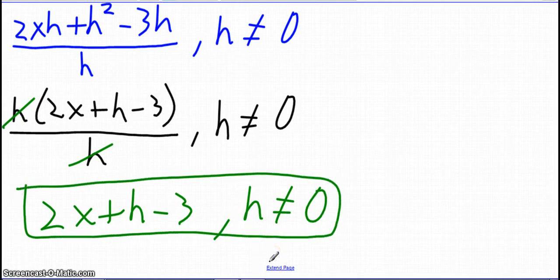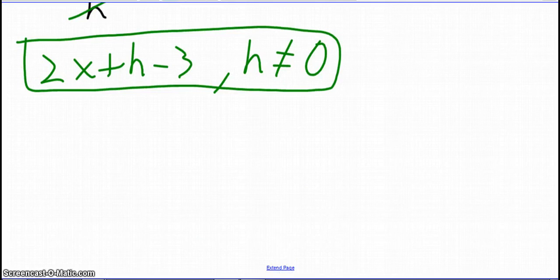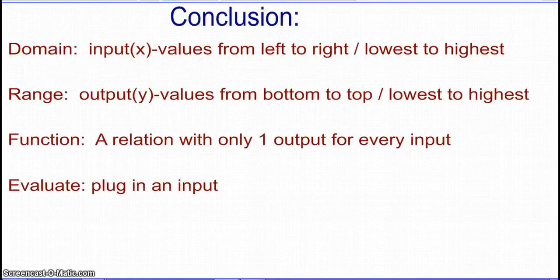Again, this will mean more to us once we start doing calculus. However, for now, it's a practice of how to evaluate the difference quotient. Okay, so just to conclude, domain, the input or x values, from left to right, we read them. Range is the output or y values, we read those from bottom to top. A function is a relation with only one output for every input. And when we say evaluate, we mean plug in an input into the function.